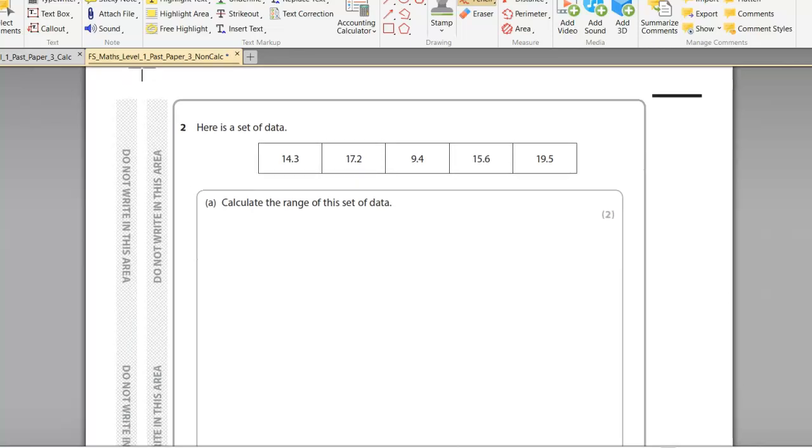Okay, next question. Here is a set of data. Calculate the range of this set of data. So here we're being tested on how you calculate range. So range, of course, is the difference between the biggest number and the smallest number. So when we look at these numbers at the top here, the biggest is 19.5 and the smallest is 9.4. So the range is going to be 19.5 minus 9.4. That's how we work out the difference.